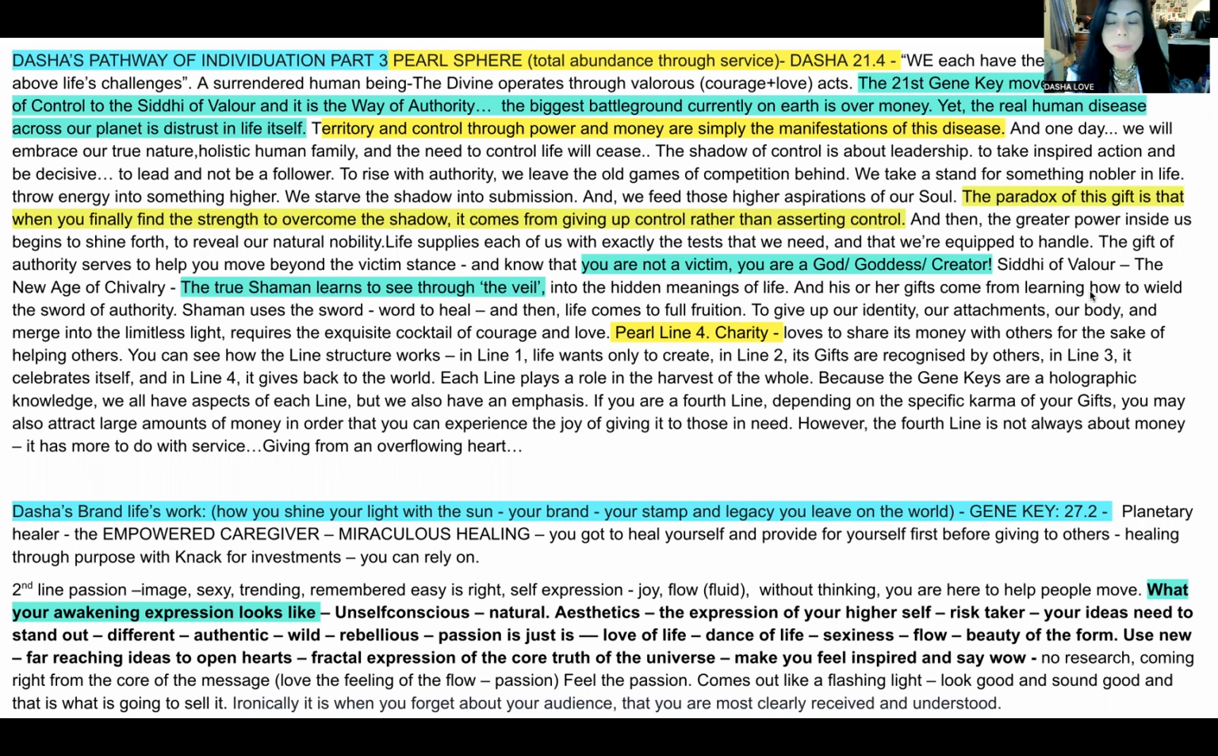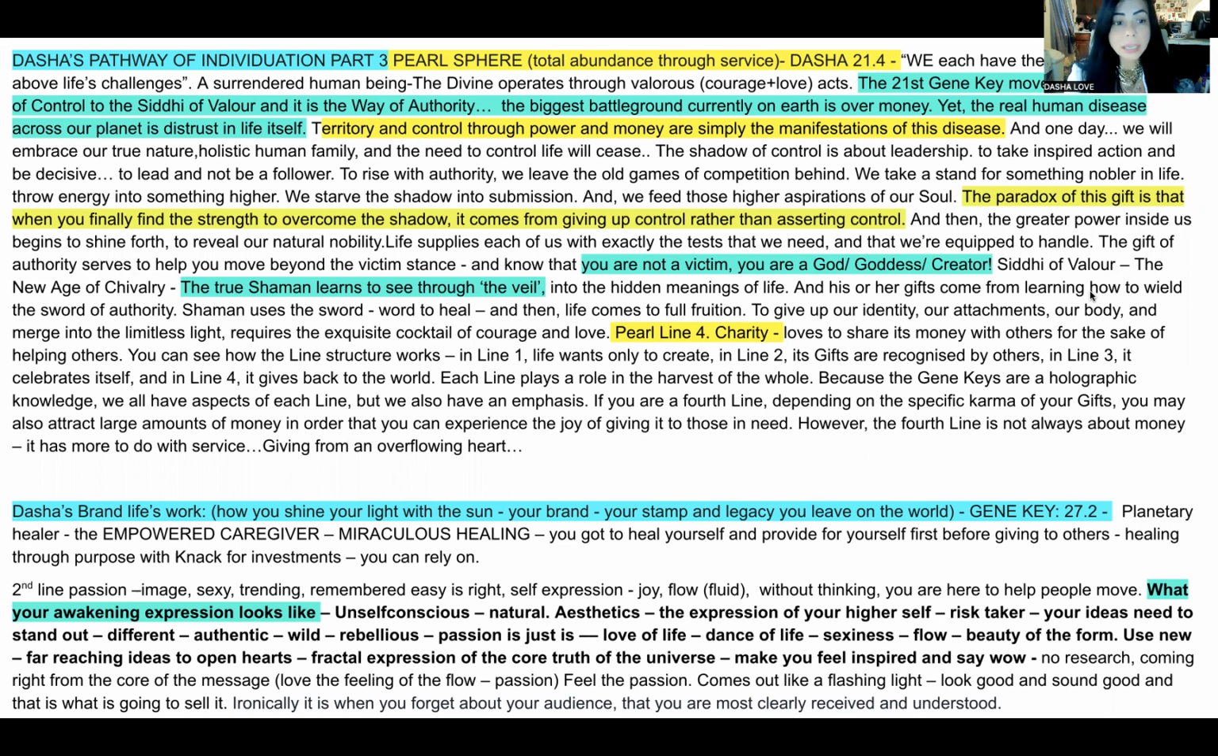So the shadow of control is about leadership, to take inspired actions and be decisive, to lead and not be a follower, to rise with authority. So we leave the old games of competition behind. Collaboration, the new currency. So we take a stand for something that's nobler in this life and throw our energy into something so much bigger. So we starve this shadow into submission, and we feed those higher aspirations of the soul, right?